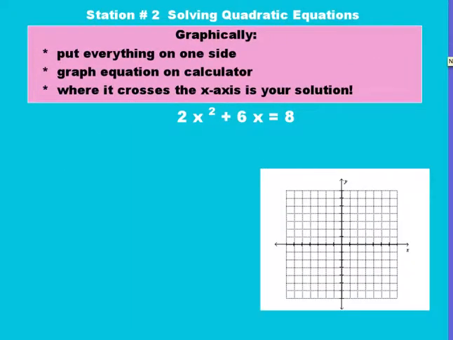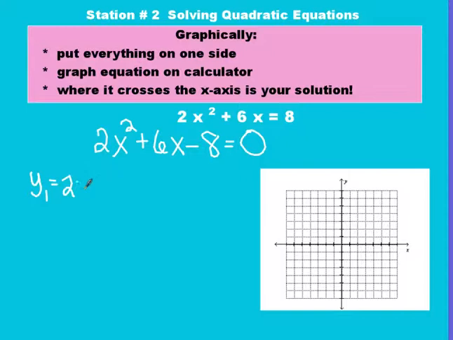Now another way to solve this one would be graphically. So in order to put this in our calculator and look at the graph, we have to get it all on one side. So we're going to subtract the 8. And we're going to put it in our calculator and see where it crosses the x-axis because x-intercepts are solutions. It's going to look like this in our calculator.